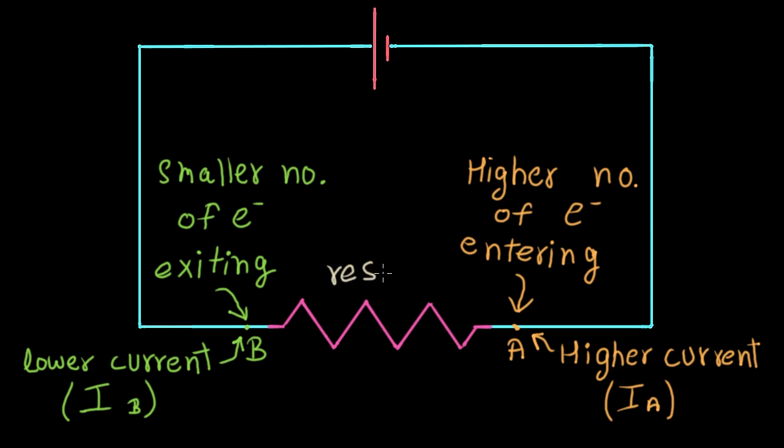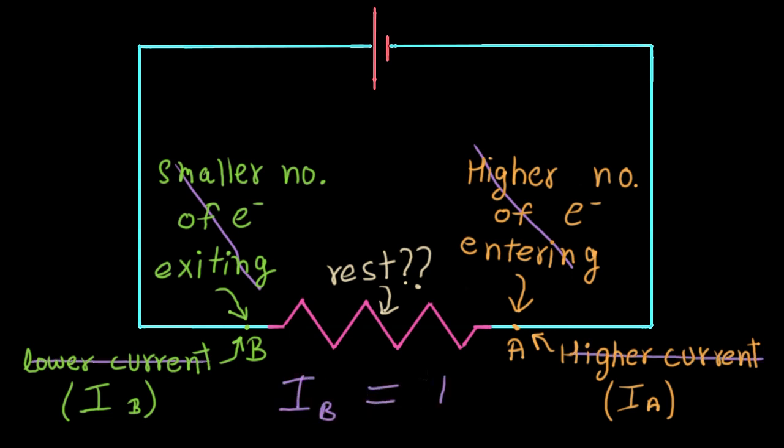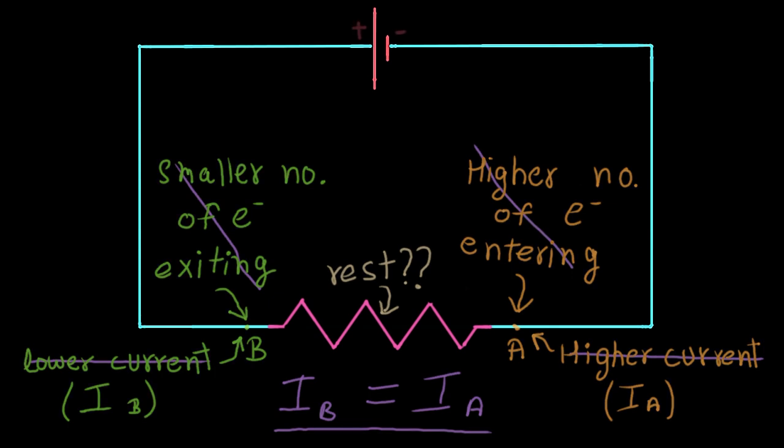Where would the extra electrons go? Are they accumulating inside the resistor or simply disappearing? Clearly, this cannot happen. Since charge cannot just vanish or build up indefinitely in a resistor, the current must be the same at all points in a series circuit. Thus, the current in a series circuit remains constant throughout.